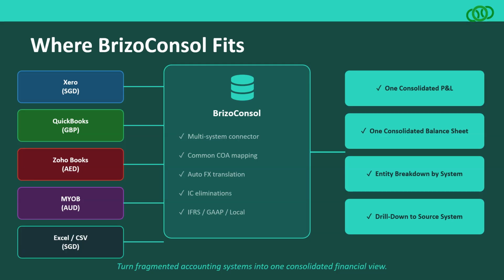BrizoConsol is specifically designed for groups operating across multiple accounting systems. Whether your entities are using Xero, QuickBooks, Zoho Books, or even Excel, BrizoConsol brings the data together into a single, consistent structure. It supports both multi-entity and multi-currency consolidation, making it easier to manage complex group reporting requirements. Most importantly, it eliminates the need for manual Excel-based consolidation, saving time and reducing the risk of errors. At the end of the day, the goal is simple: to turn fragmented financial data from different systems into one accurate, consolidated view of the group.